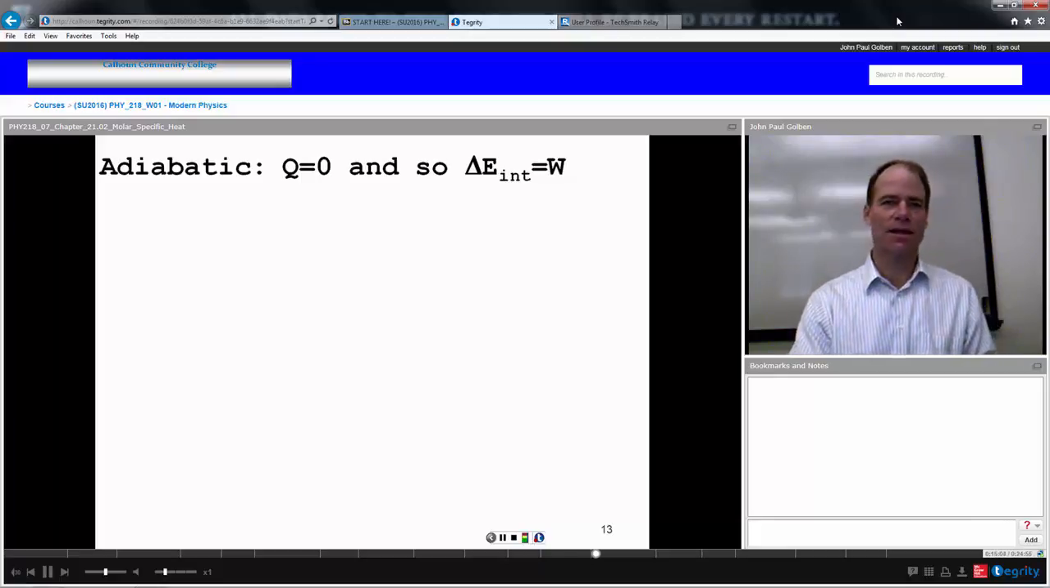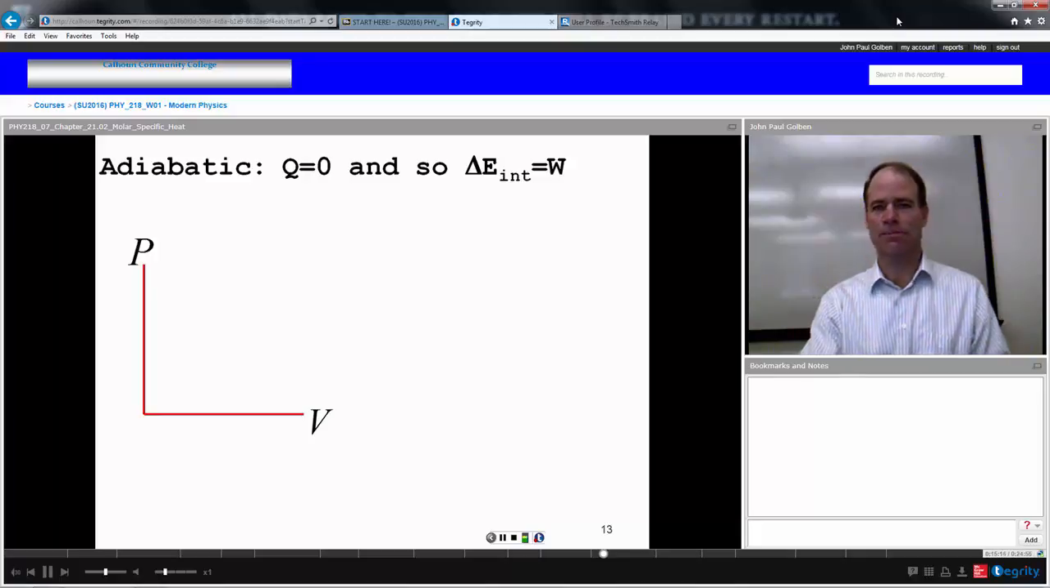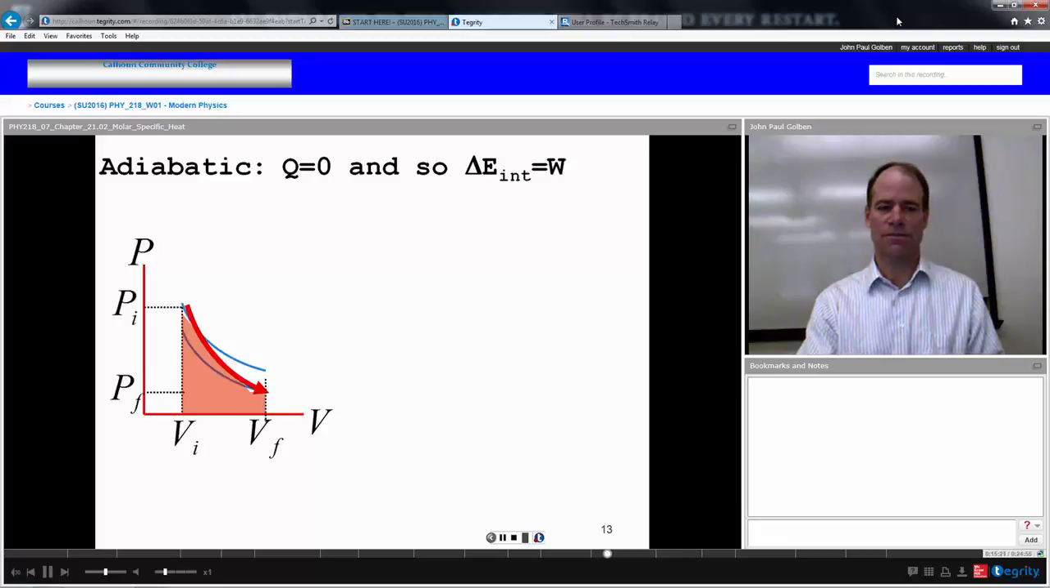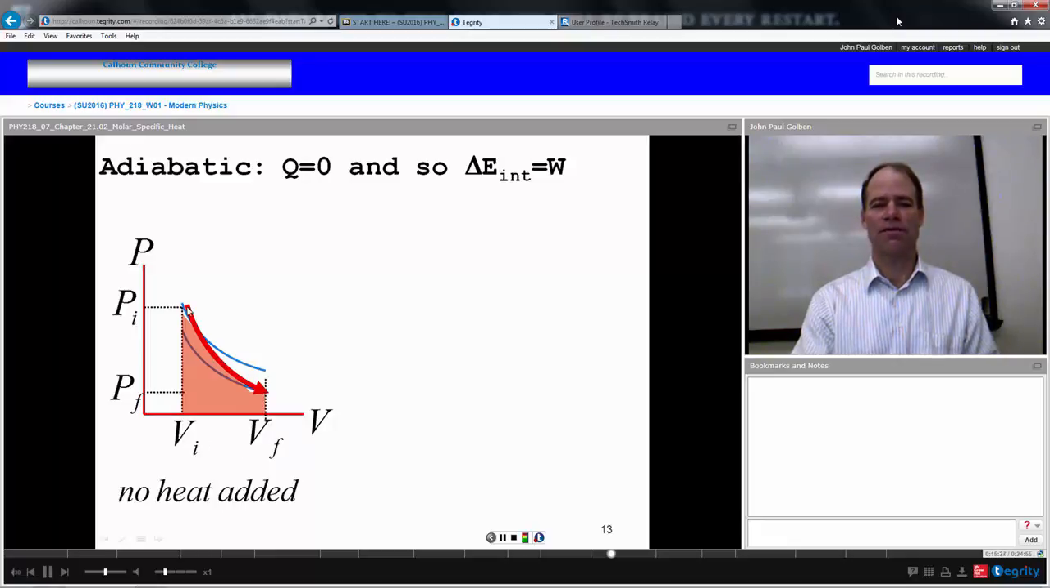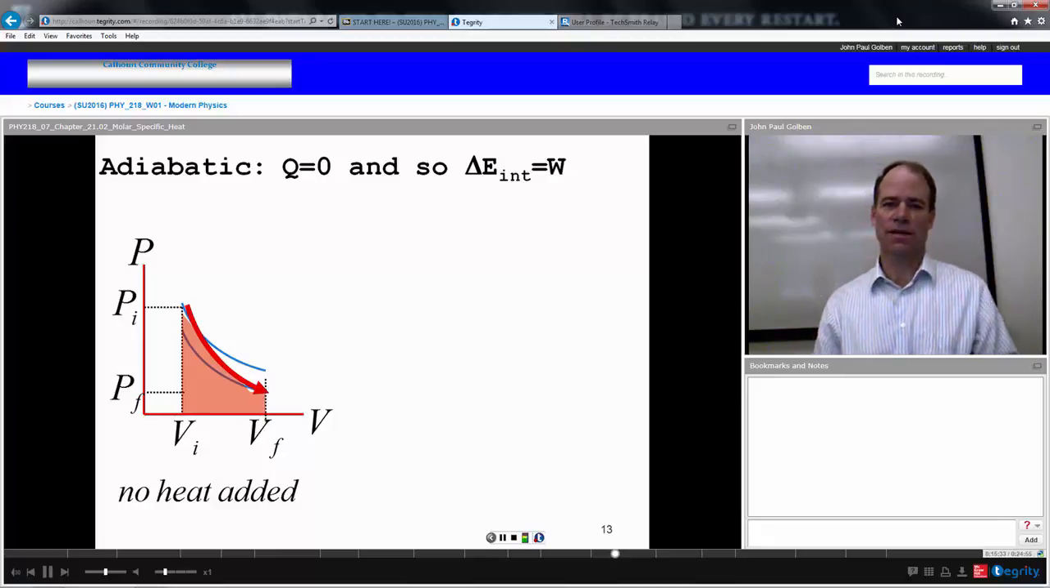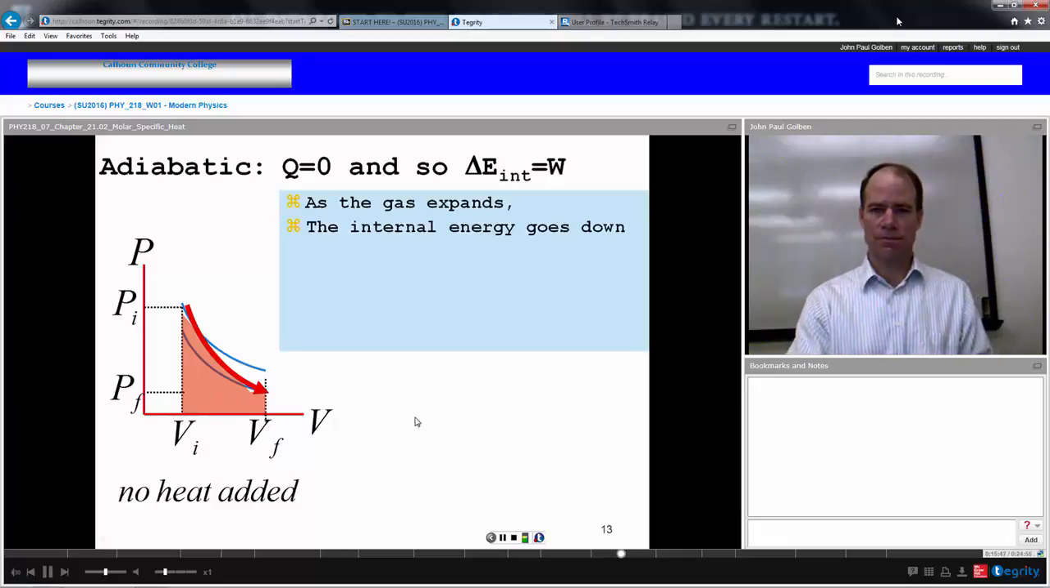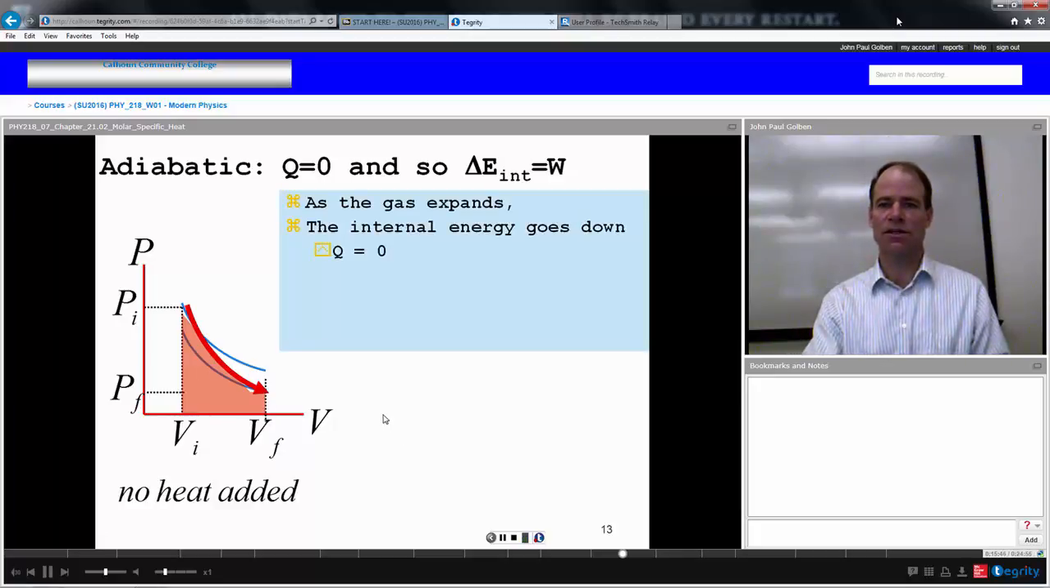For adiabatic, in an adiabatic system, you can't add or exchange heat to the system. It's isolated, either by the process or by its insulation. So the change in internal energy will equal the work done on the system. In particular, we might have a change in internal energy as we adiabatically expand. That actually will be a negative change in internal energy as our volume is getting larger, because the work will be equal to a negative area underneath this graph. So as the gas expands, internal energy goes down.